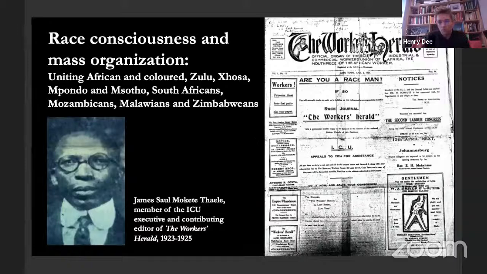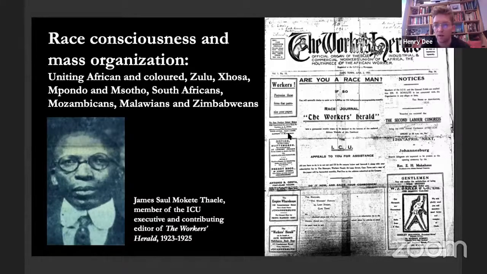So what are the ideas that people get excited about, and why do people join the ICU? Well, the ICU calls for people to take up this idea of race consciousness, to wake up and become conscious of their race. And they call for Black workers to unite, African and coloured, Zulu, Xhosa, Pondo, Basotho, South Africans, Mozambicans, Malawians and Zimbabweans, to all unite in one organisation under a common Black working class identity. And the ICU's newspaper Workers' Herald asks, are you a race man? If so, join the ICU.